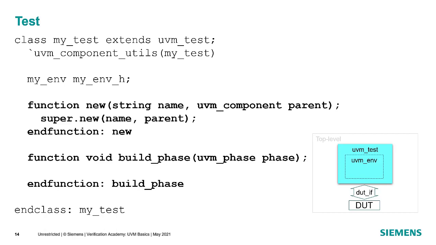And then, just like any other component, in the MyTest class we declare the constructor again with the name and the parent argument, and there is a build phase, and in that build phase is where we actually instantiate the environment.